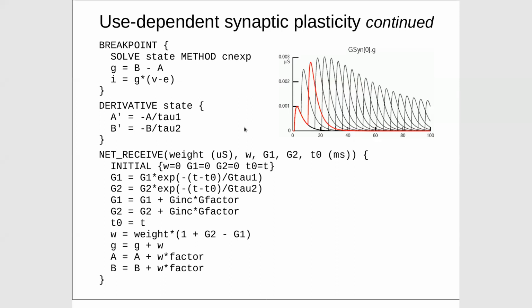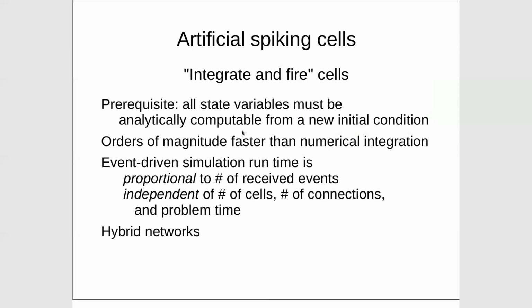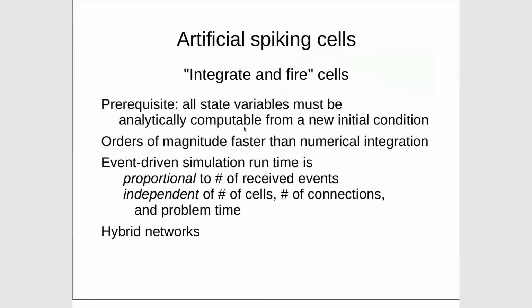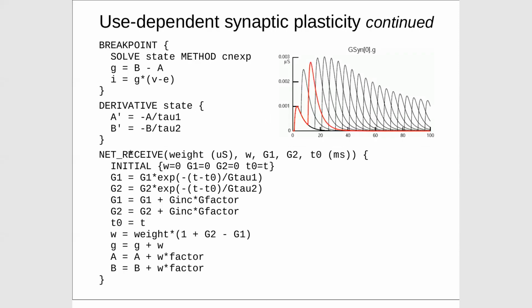Okay? Really slick. Also, you can have associative potentiation, like spike timing dependent potentiation. We're not going to talk about that in this presentation. Okay, let's talk about artificial spiking cells. Notice that this net receive block is only executed when a new input event arrives. Okay? So all this computation can happen, and all this nice dynamics can happen because we know analytical solutions to the ODE that governs these things.